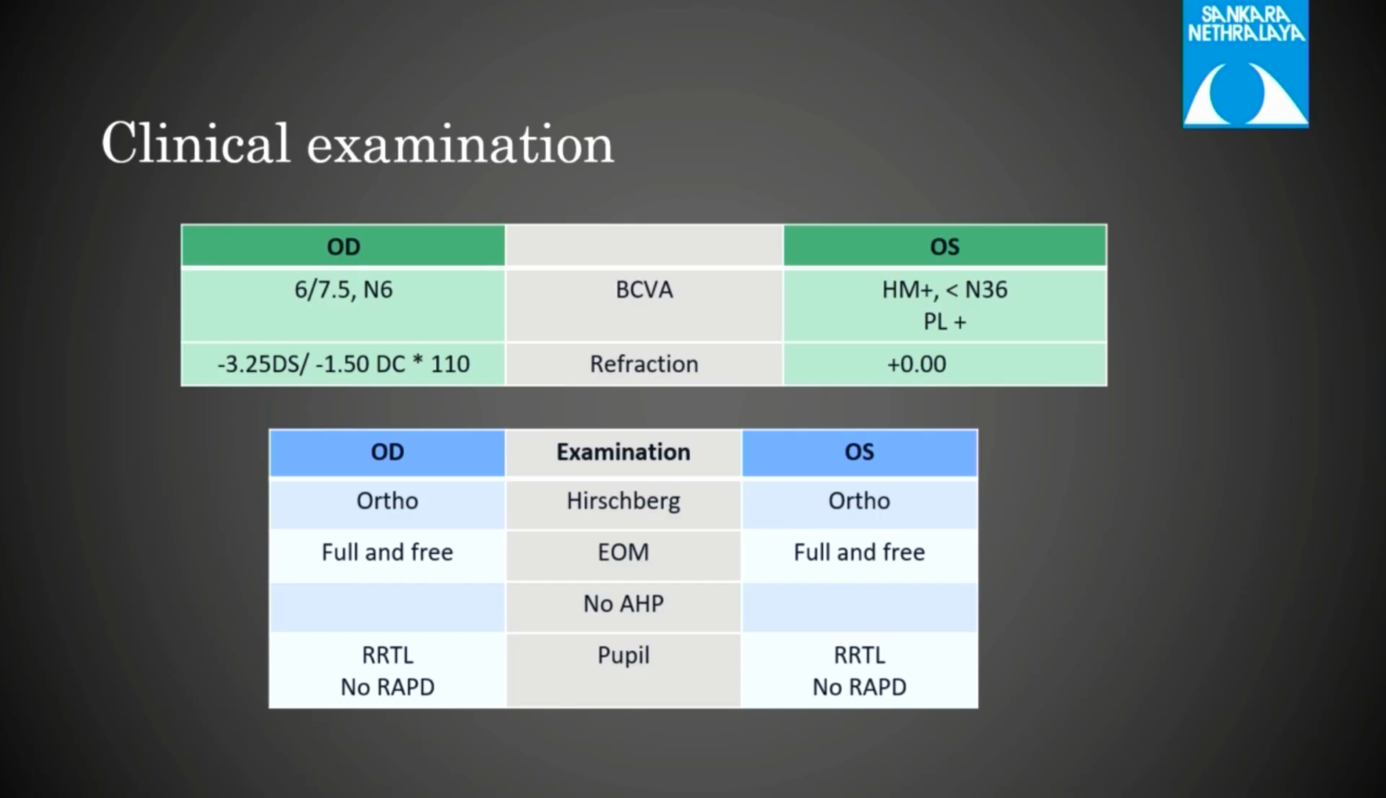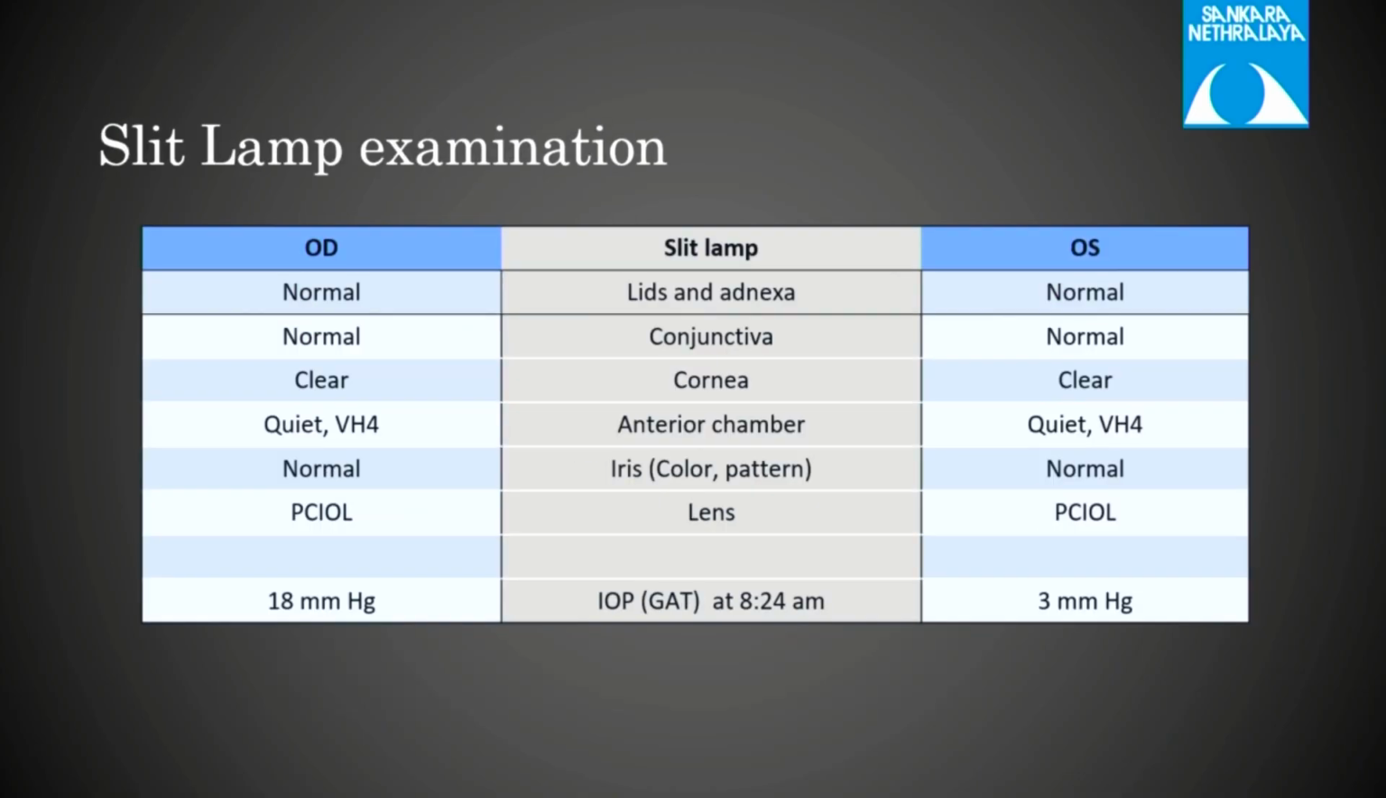On examination, right eye, the eye was ortho. Extraocular movements were full and free. There is no abnormal head posture. Pupillary examination: the pupil was regular, reacting to light, and no RAPD is noted. On slit lamp examination, the lid and adnexa are normal. Conjunctiva is normal. Cornea is clear in both eyes. Anterior chamber was quiet and VH grading was 4. Iris color and pattern was normal.